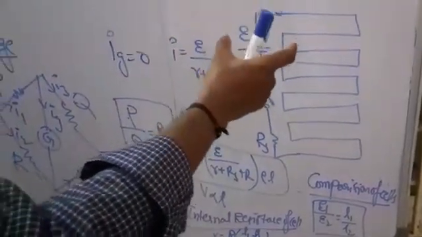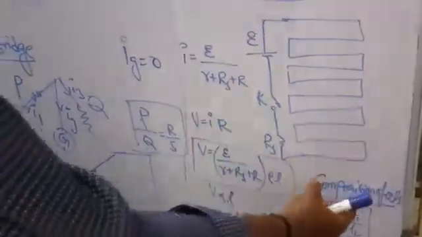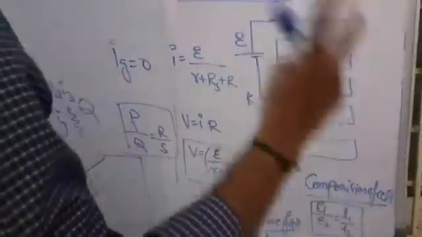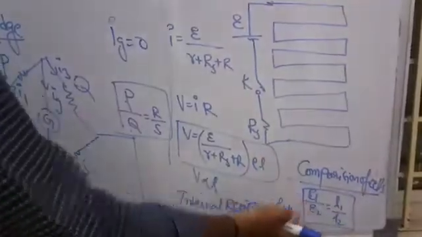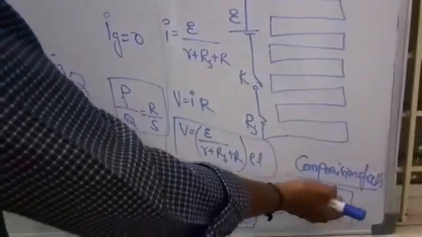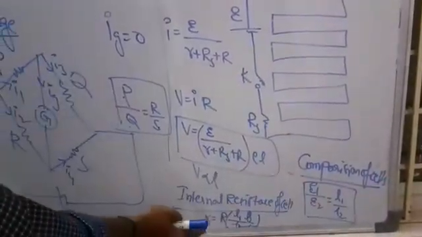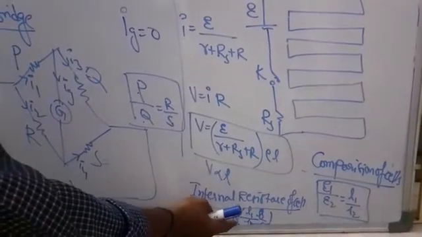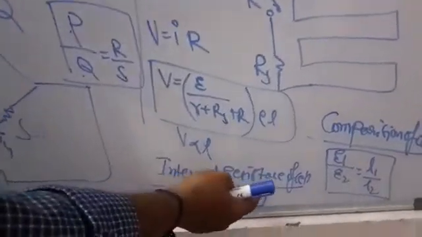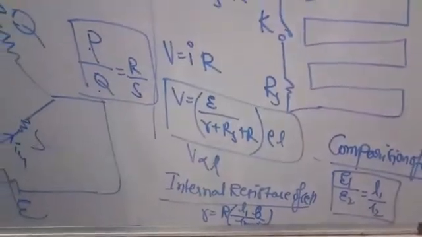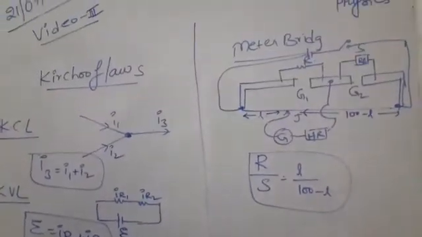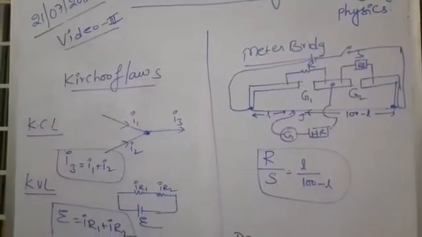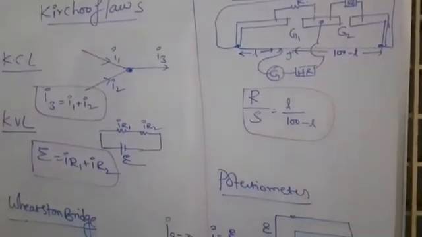Uses of this potentiometer wire are comparison of EMF of two cells and determination of the internal resistance of a cell. Direct formulas: E1 by E2 is equal to L1 by L2, and the internal resistance of the cell is determined by the formula r is equal to R into (L1 minus L2) by L2. L1 is the first balancing length, L2 is the second balancing length.